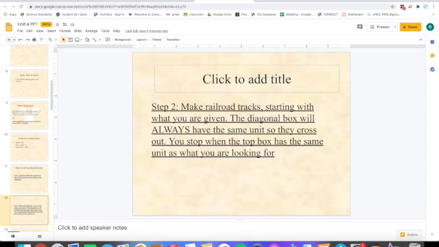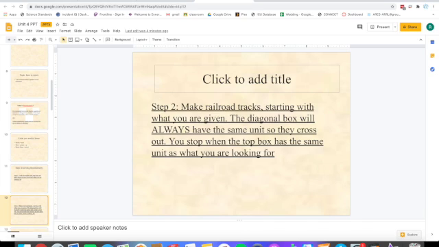Step 2, make railroad tracks. I will typically have the railroad tracks made for you, but if they're not made, you will need to make them. In this first box, you start with what you are given. The diagonal box always has the same unit, so those units cross out. You stop when the top box has the same unit as what you're looking for.